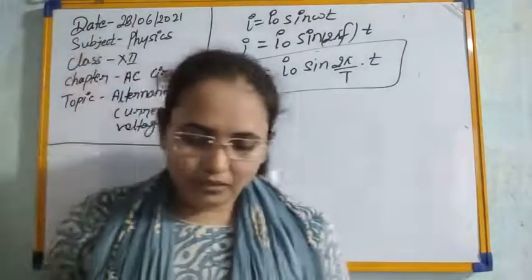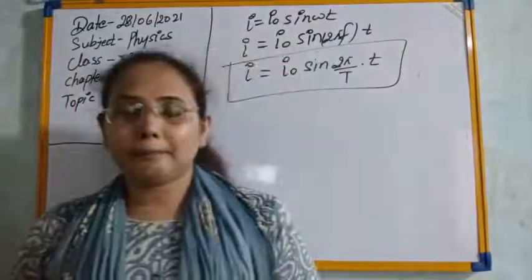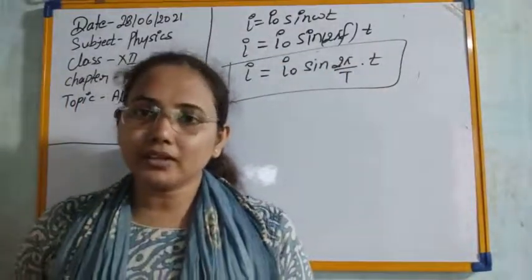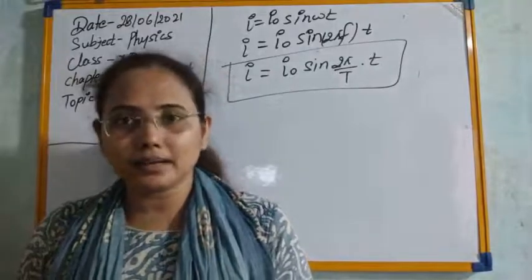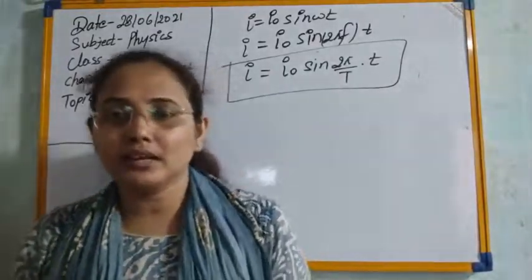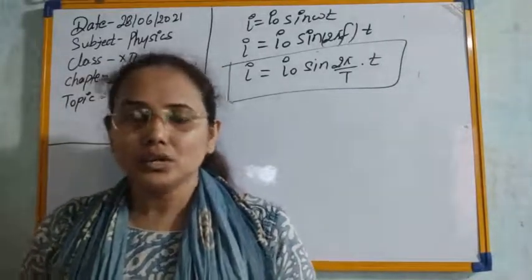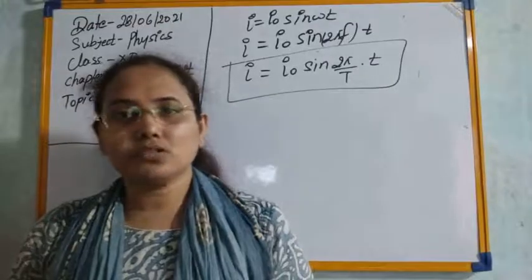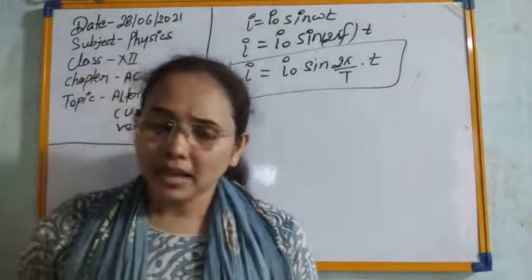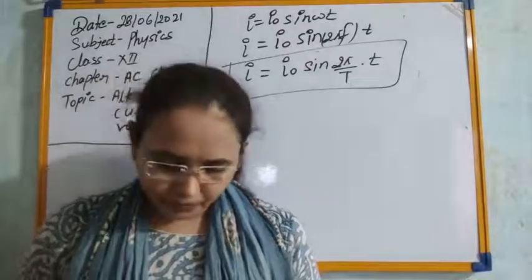Next, the frequency of the AC current that is coming into our homes is 50 hertz that we are using here. In some countries we are using 60 hertz also. So generally we are using 50 to 60 hertz frequency AC current in our household circuits.